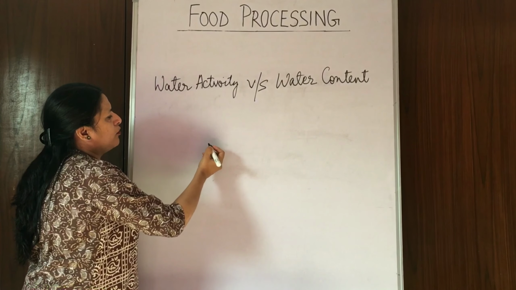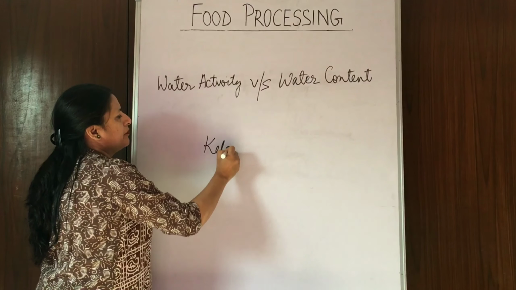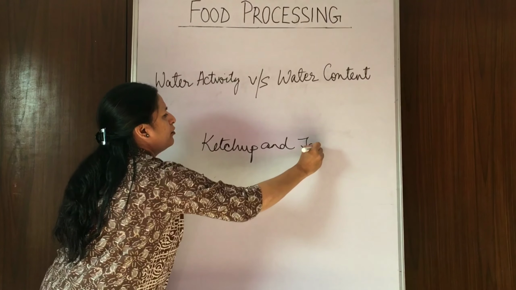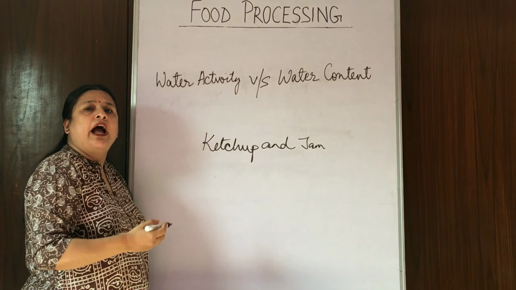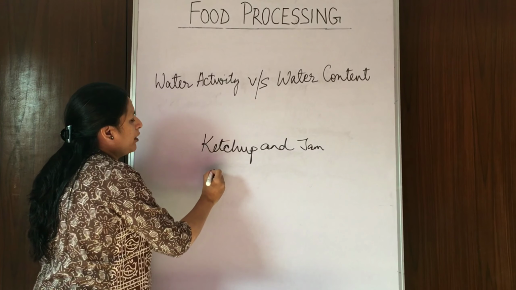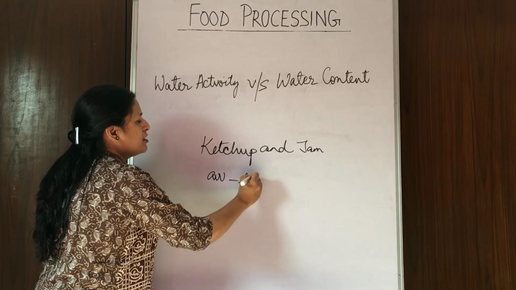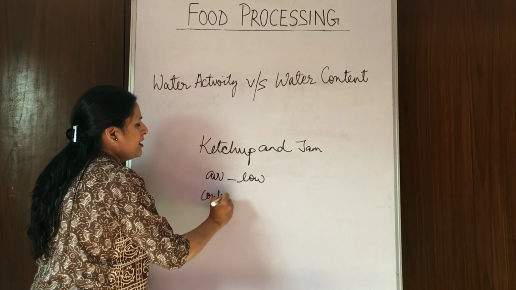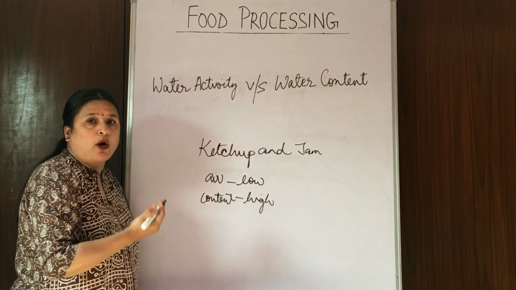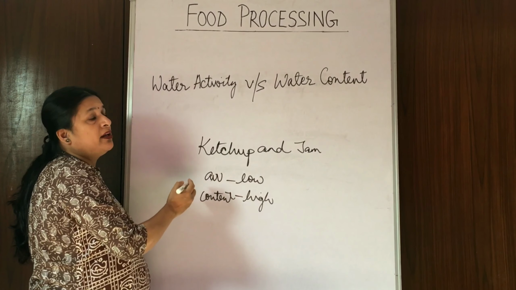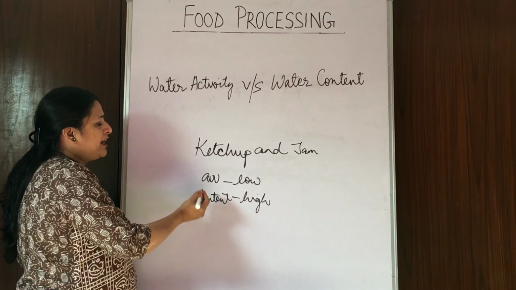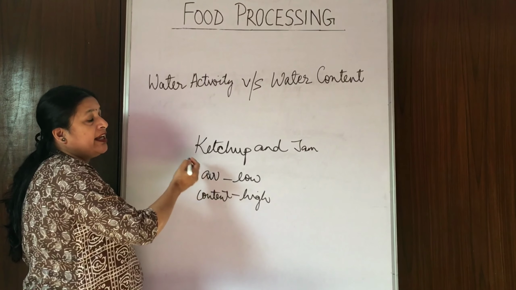There are very common examples like ketchup and jam or jelly, etc. They have got high water content, still they don't spoil because they have got low water activity. So their water activity is low but their water content is high. So even when the water content is high, they don't spoil because the water that is available is not available for activity of microbes.